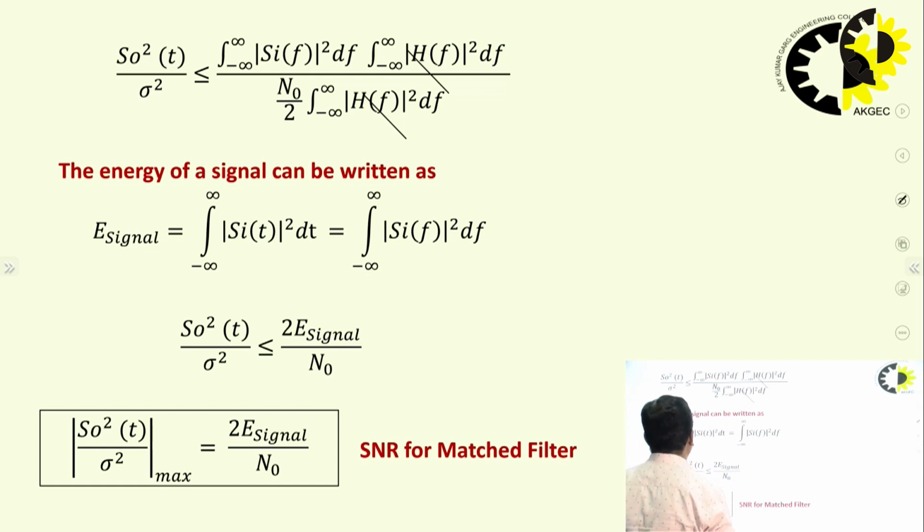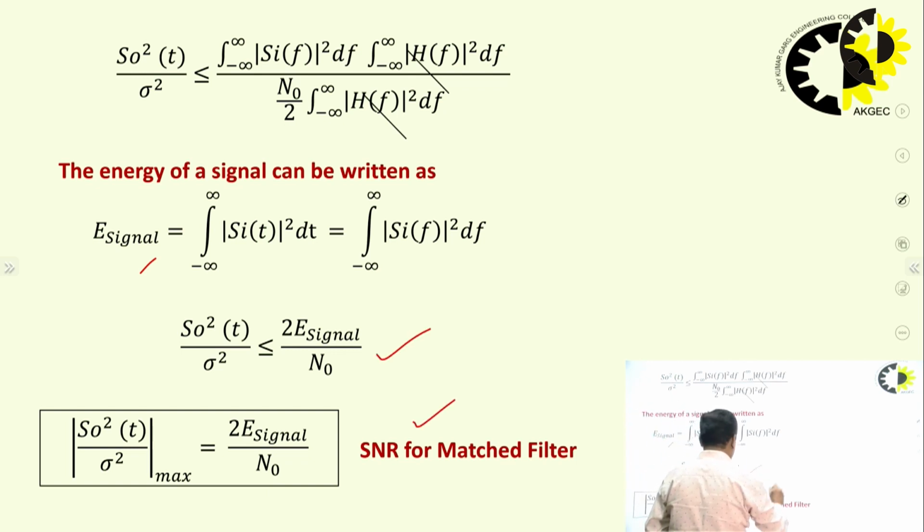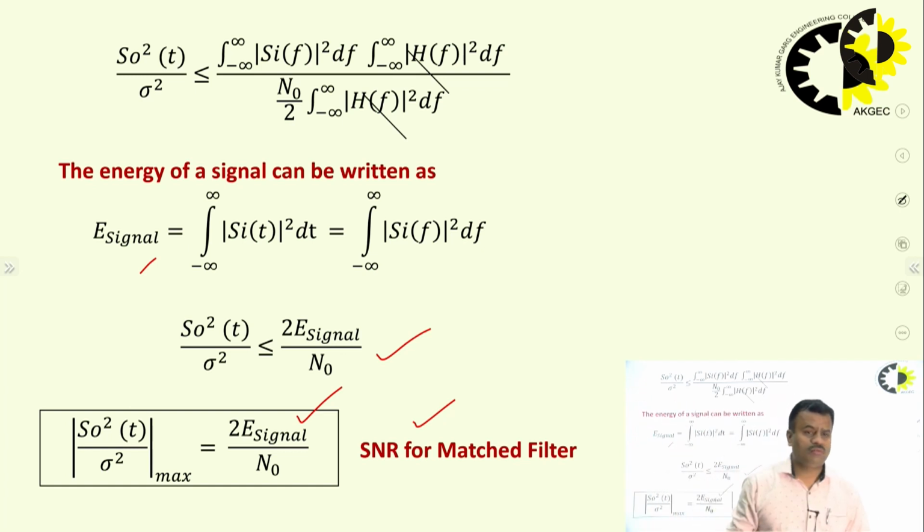Okay. Similarly, we can also go in terms of energy of the signal. So if we know the energy of the signal, what it is: integral from minus to plus infinity of Si(t) square into dt, it means Si(f) whole square into df. So in terms of signal energy, it will be in this way. Also you can give the signal to noise ratio in terms of energy of the signal, and it will be equal to 2E upon N0.